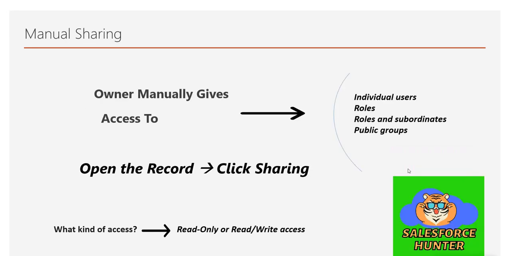Now we come to manual sharing. Sharing rules were an automated process. The owner of a record doesn't have to do anything to share the access, but in manual sharing the owner manually gives the access to other users. Owner manually gives access to whom? The same people with whom we were sharing access using sharing rules: individual users, roles and subordinates, and public groups.